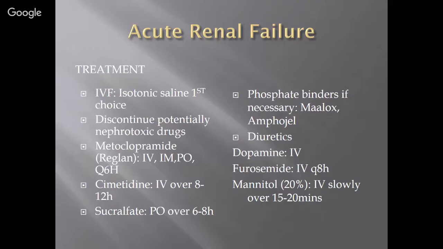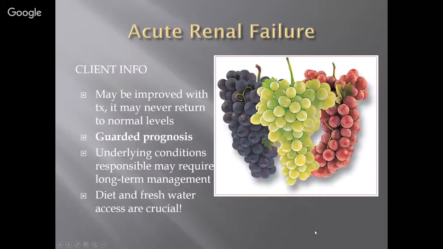If we have too much phosphate in the blood, we can use things called phosphate binders. Every time we feed them, we give them Maalox or Amphojel that pulls the phosphate out of the bloodstream before it can get to the kidney. We also want to give them diuretics. Diuretics will help to move fluids through the kidney so we can flush that kidney out. Dopamine, furosemide, and mannitol are all diuretics we can use.